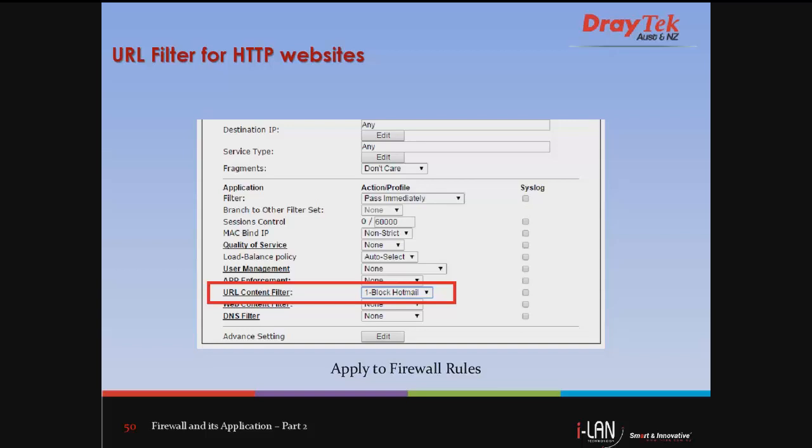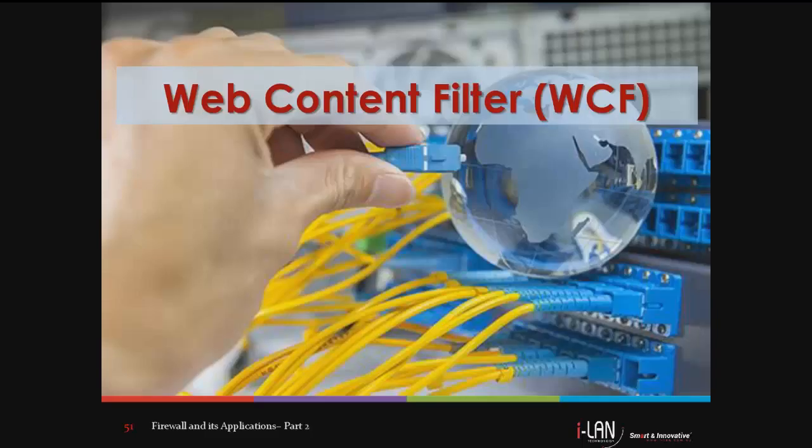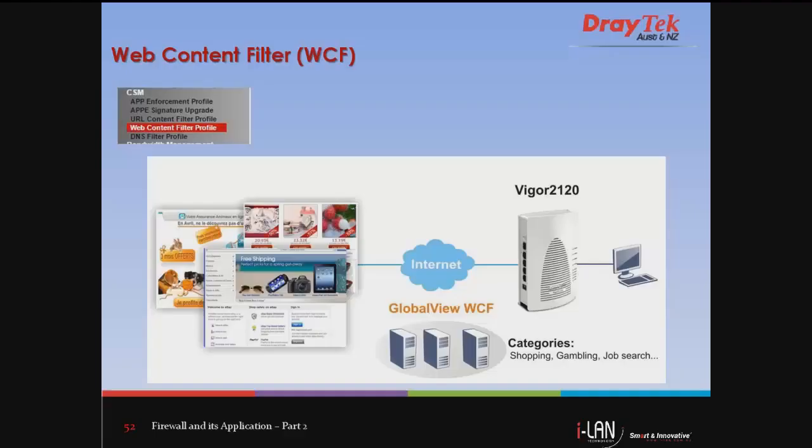For further information, we have application notes in our knowledge base that cover various explanations of using URL content filter. Another option under CSM is Web Content Filter. The Web Content Filter can be used to block whole categories of websites, for example sports and online shopping. The Web Content Filter does require an annual subscription, but the routers do come with a 30-day trial so users can try it before they decide to buy the license.